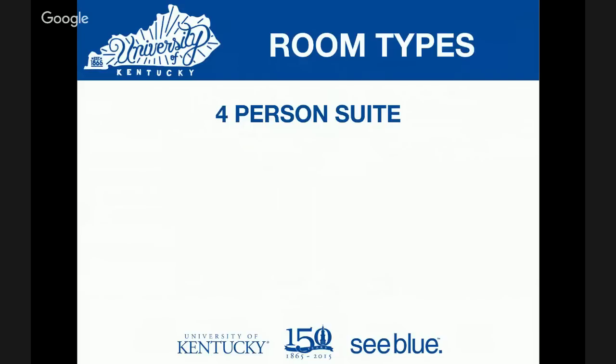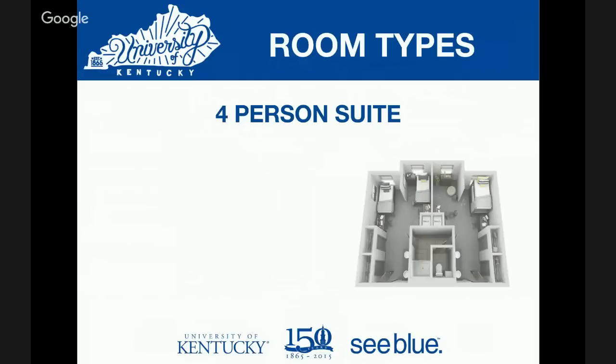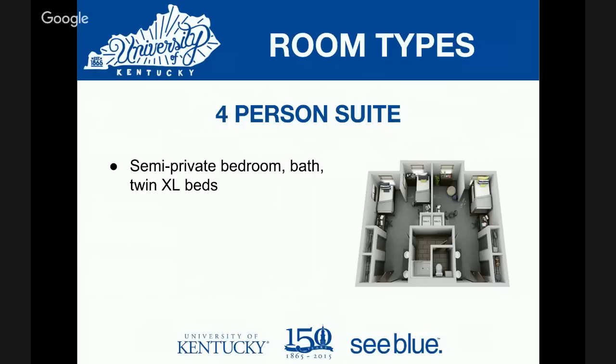The next room type that I'm going to show you all is called our 4-person suite. The 4-person suite is going to be a suite style area where you and your roommate are then going to connect through a bathroom that you share with another set of students. So you each have your own little section in the room, and then the 4 of you are sharing that shower and the toilet there. Kind of nice because you're going to get to know your suite mates. It's going to be a semi-private bathroom, as I said, and you're going to have twin XL beds in those rooms.